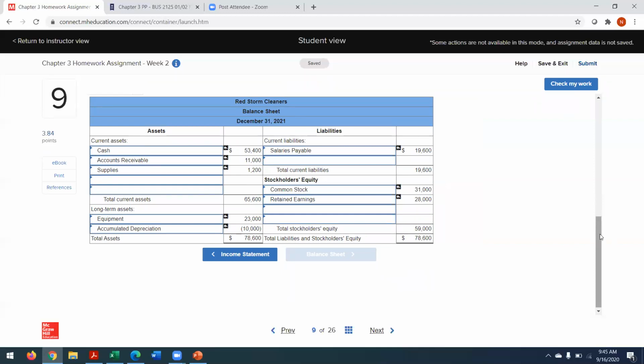What they're trying to have you do here is fill in what goes where. So they want to know that you know that cash is an asset, that service revenue is a revenue, that expenses go in the income statement. They're making you fill it in. You see what I'm saying?